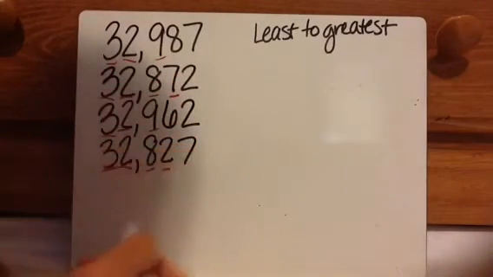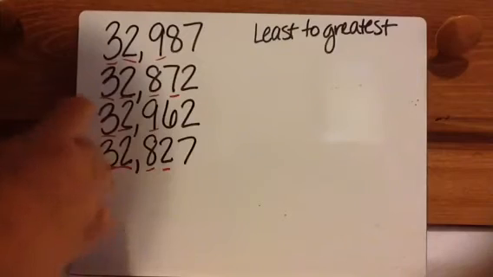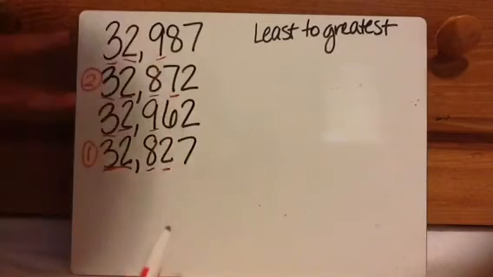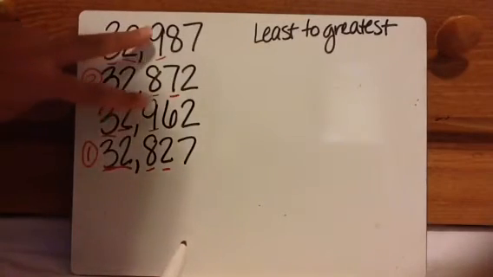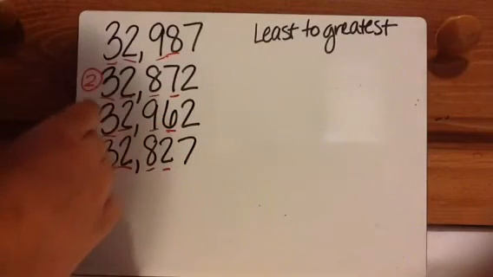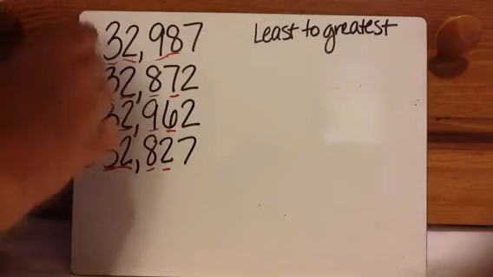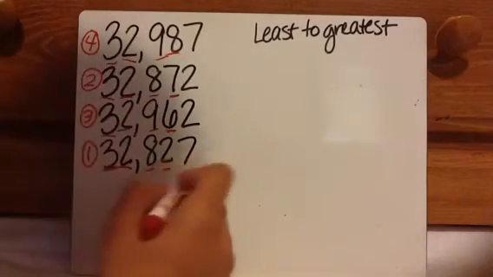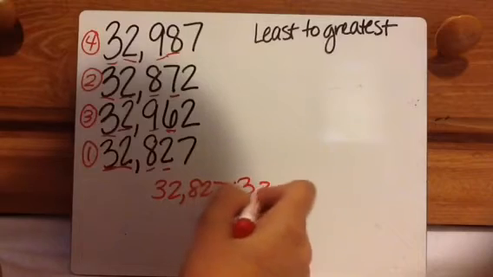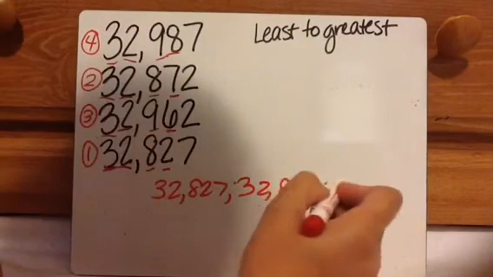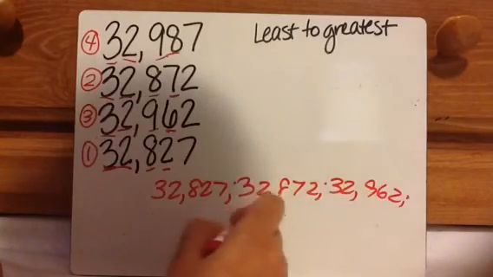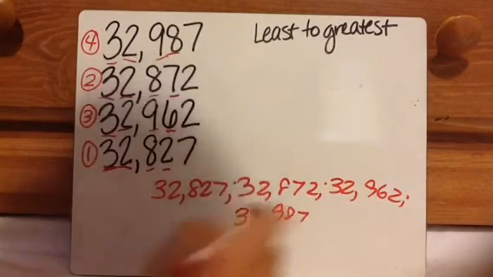So 7 and 2. 2 is less than 7. This is going to be first as the least. And then this is the second. Then I'm looking between these two. Same, same, same, different. This one is more than this one, so this is going to be third. This one's going to be fourth. So then when I list it, I'm going to write 32,827; 32,872; 32,962; 32,987.